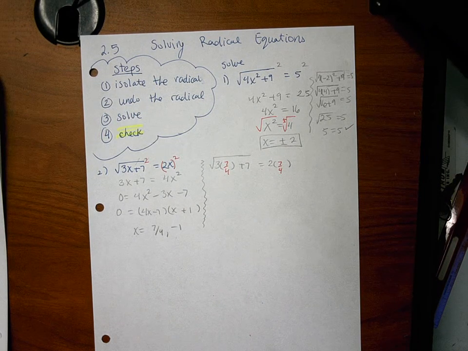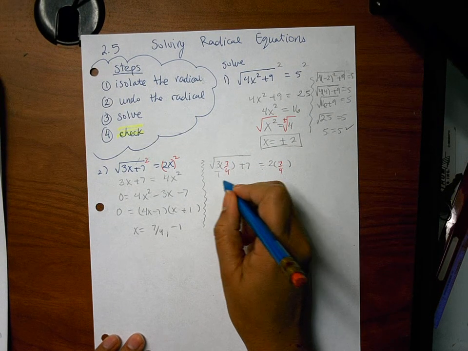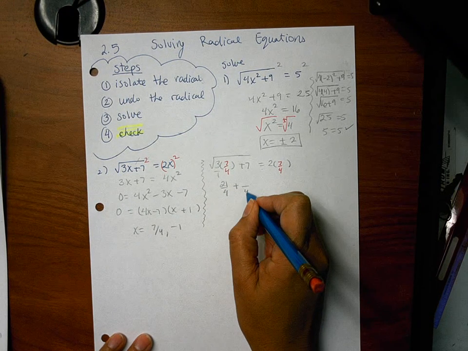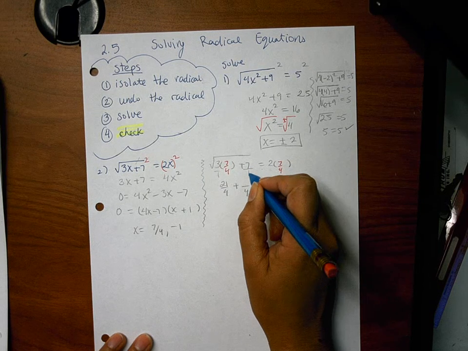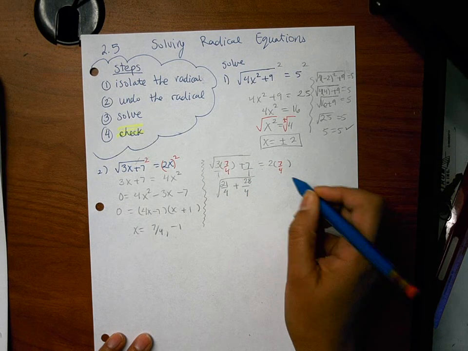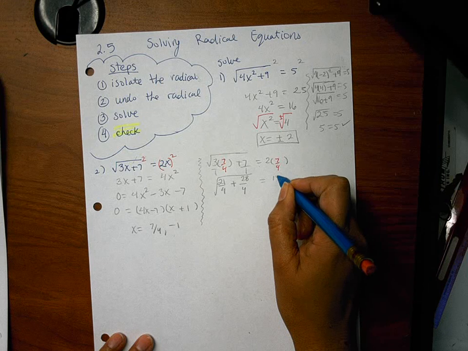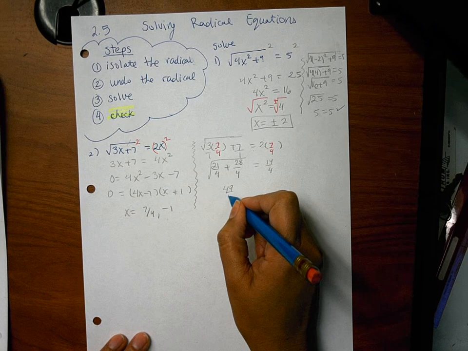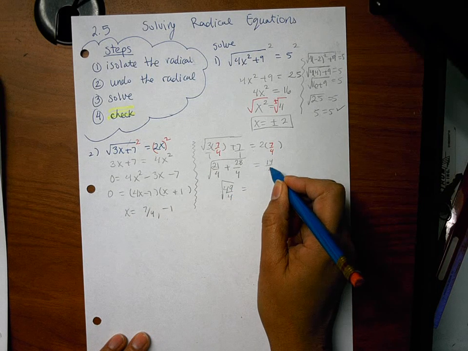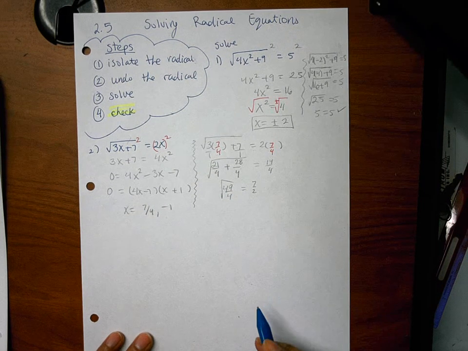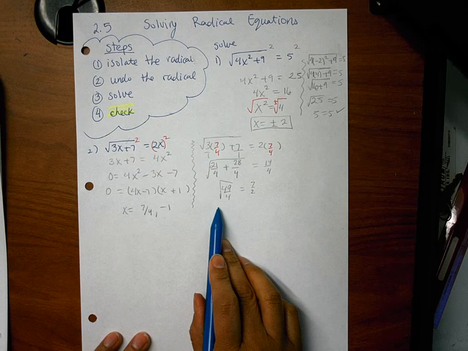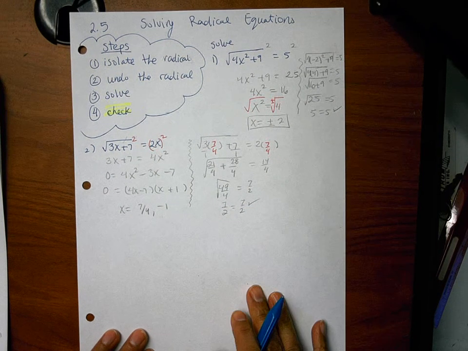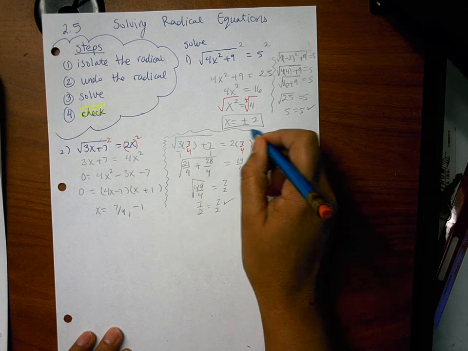3 times 7 is 21 over 4. That does not reduce. Plus, I do want a common denominator. So I multiply top and bottom by 4. That's 28 over 4. 21 plus 28 is 49 over 4. Equals 14 over 4, which we can reduce by dividing top and bottom by 2. That's 7/2. And does that work? The square root of 49 over 4 is 7 over 2, which equals 7 over 2. Check. We're good.